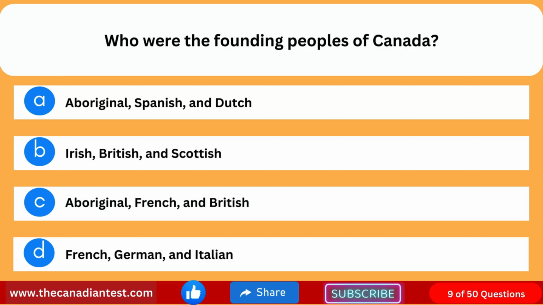Who were the founding peoples of Canada? Option A, Aboriginal, Spanish, and Dutch. Option B, Irish, British, and Scottish. Option C, Aboriginal, French, and British. Option D, French, German, and Italian.